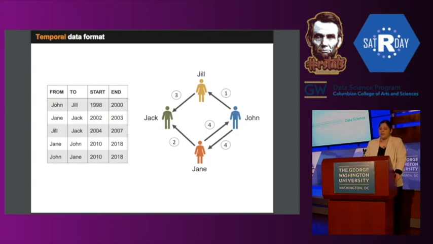The connection from John to Jill in this tiny little network is happening between 98 and 2000. And then the next one is 2002 to 2003, and then this one is 2004 to 2007. And then the last one, or the last two in this case, are happening later in time. So you have a little bit of additional information in your data frame that tells you not only who is connected to whom, but also when that happens. And you can have similar information for the nodes in the network: when they show up, when they go away.